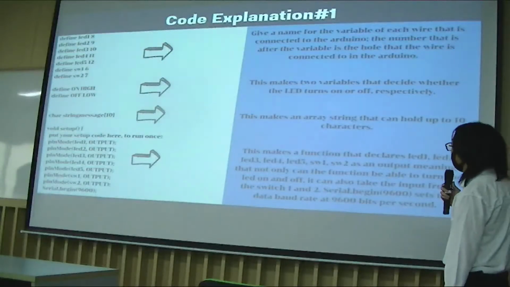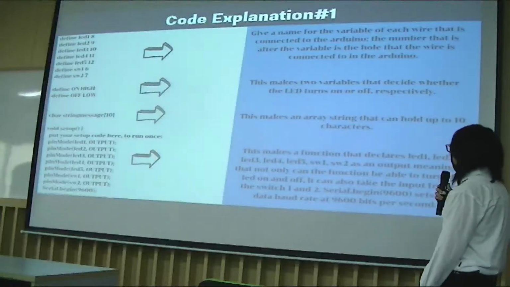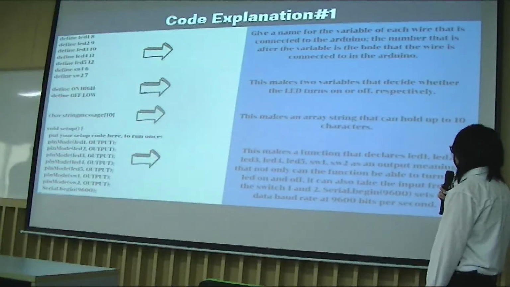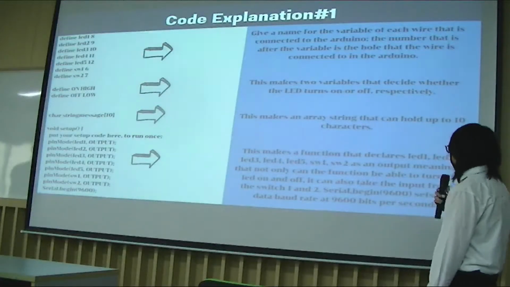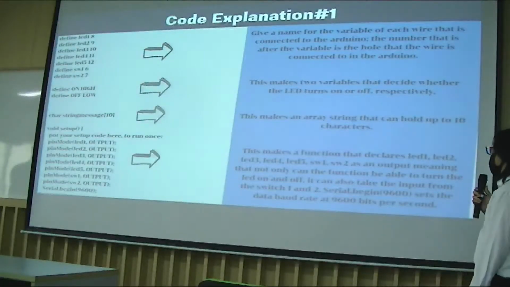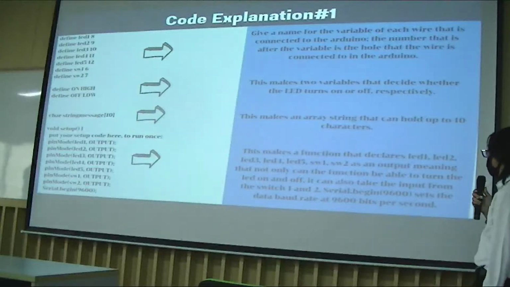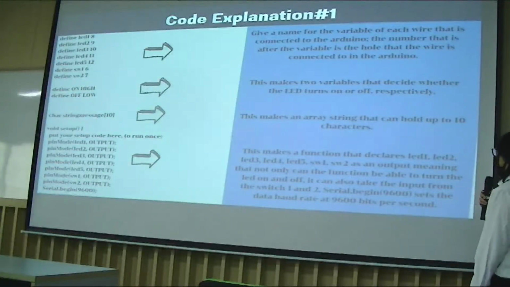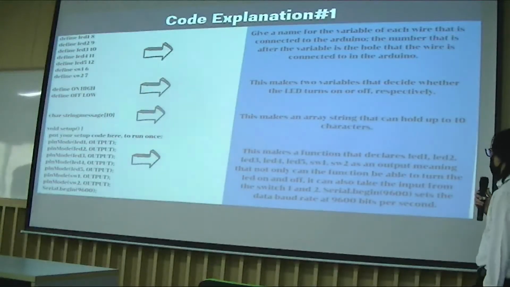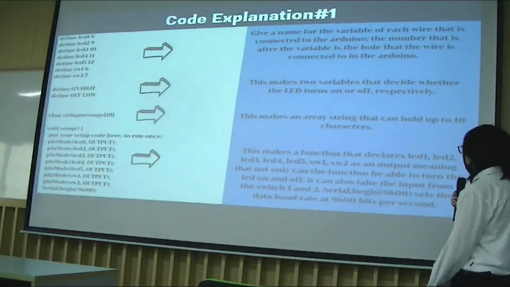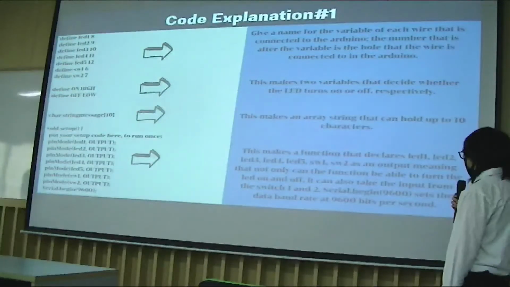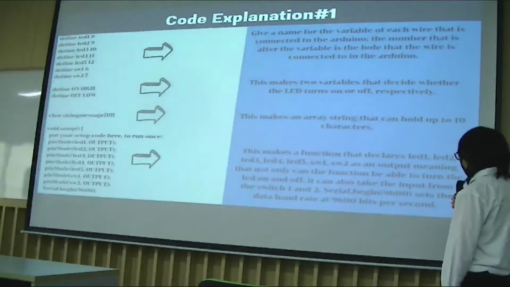The function setup declares LED 1, 2, 3, 4, 5, and switch 1 and 2 as output, meaning that not only can the function turn the LED on and off, it can also take the input from switch 1 and 2. As for Serial.begin 9600, it sets the data baud rate at 9600 bits per second.